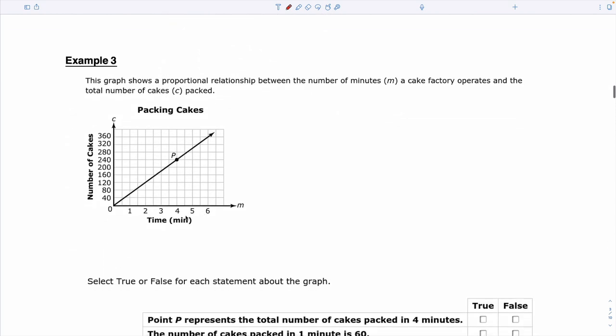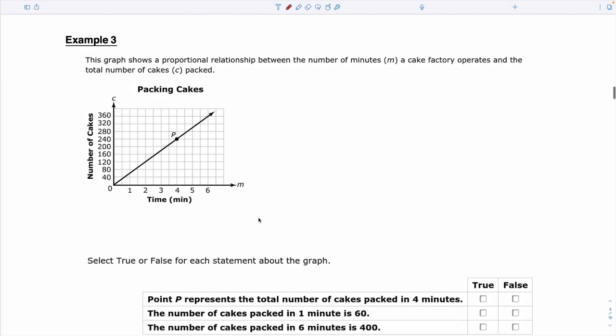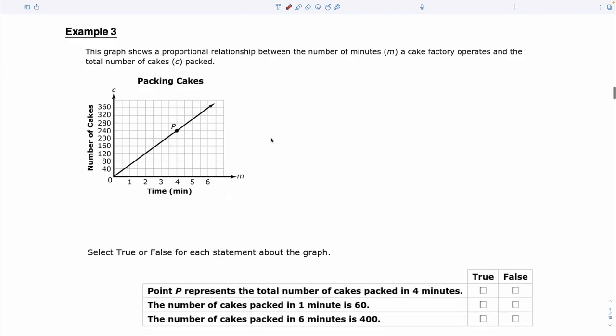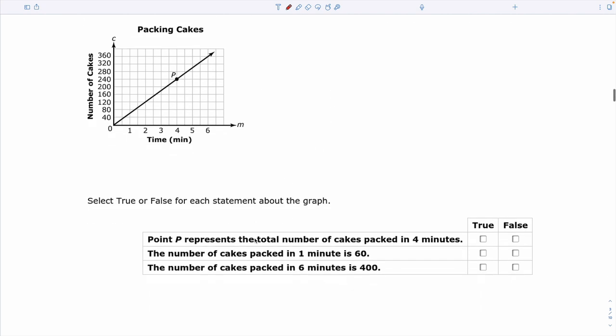Last example. Read this for me, please. Avery? This graph shows the proportional relationship between the number of minutes it takes a bakery to pack and the total number of cakes. Packing cakes is what this thing is talking about. You have number of cakes on the left, time in minutes on the bottom. If you are looking at the point that they give you, they say the point right here is P. We're going to look at that thing and analyze it in a few different statements.